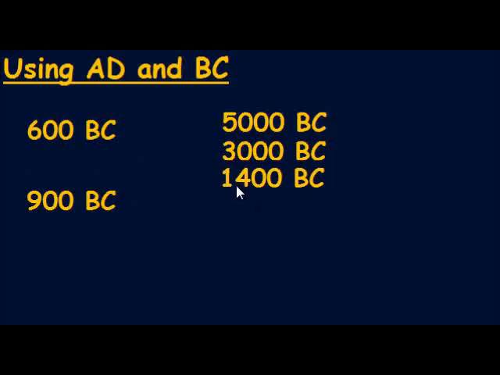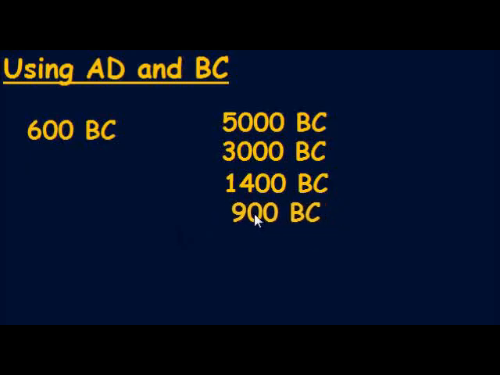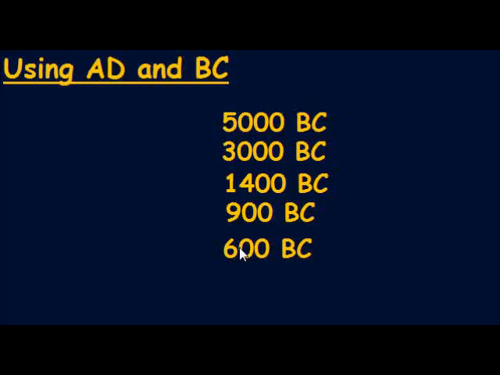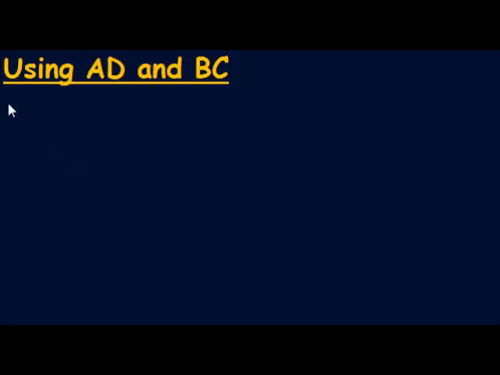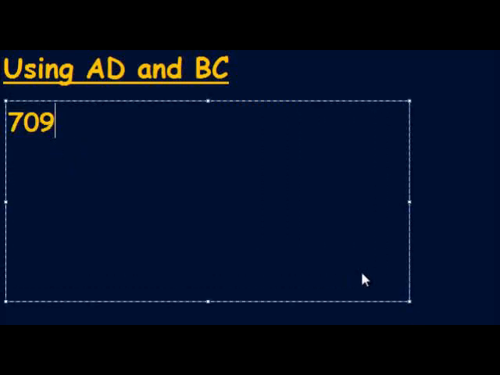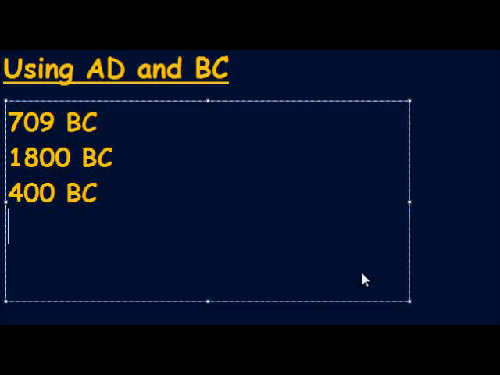Then 1400 BC, then 900 BC, and then 600 BC. So what we've done when we're dealing with BC dates is we go from the largest to the smallest number. That's how we count forward in time. BC dates, we count everything backwards. Okay? So what I'm going to do is I'm going to give you a list of BC dates, and I'm going to ask you to put them into chronological order. Remember the rule when we're working out date years with BC. What do we do?